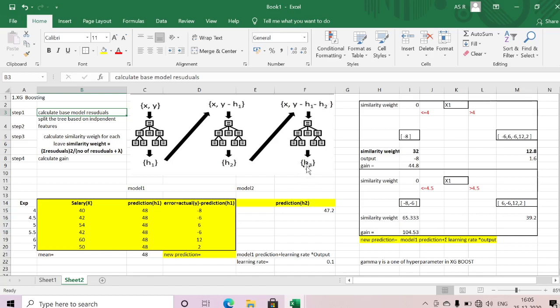Then I will get the prediction as h3. Okay, this is the way we are training and also getting the prediction. We need to average all the outputs, then we'll get the final prediction.